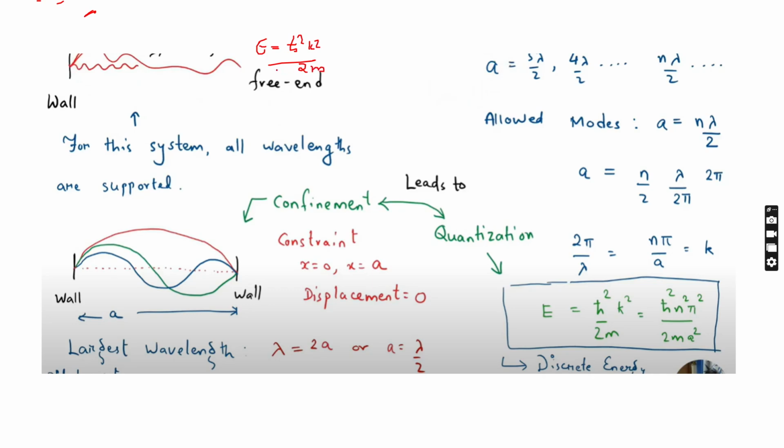So here E square is equal to h cross square k square by 2m. If you substitute the value, then h cross square by 2m into (2 pi by lambda) square. So here the values of lambda we can take anything, so it will be a continuous vector.